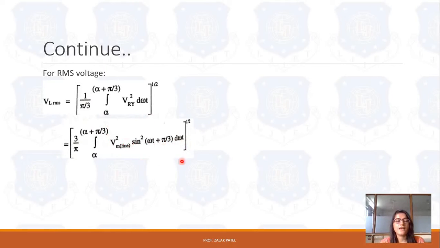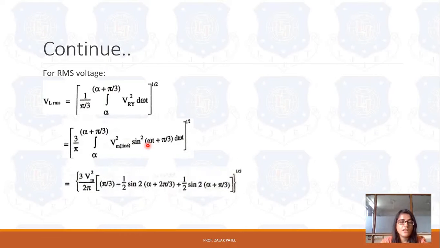Now again this sin square theta, if we have the trigonometric function sin square theta, then it can be written like 1 minus cos 2 theta divided by 2. So the same rule can be applicable here also. So it can be written like 1 minus cos 2 omega t plus pi by 3 divided by 2. So it can be written like this.